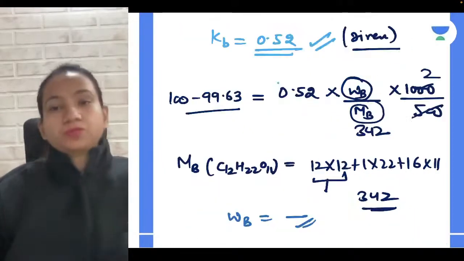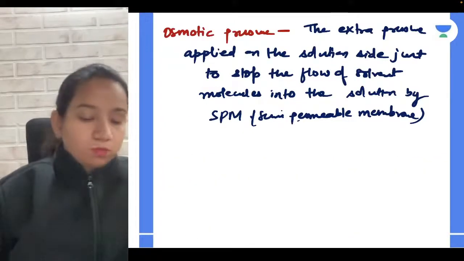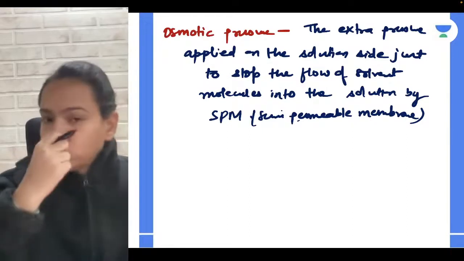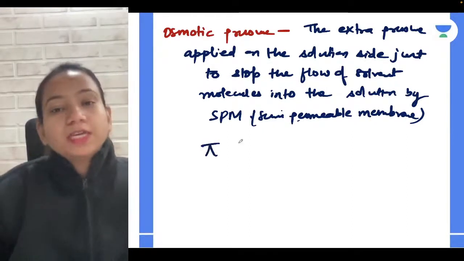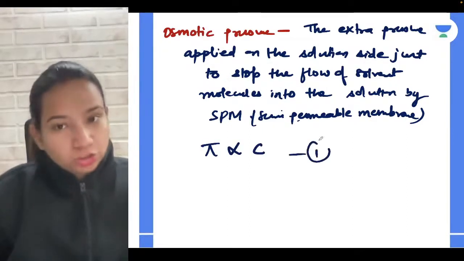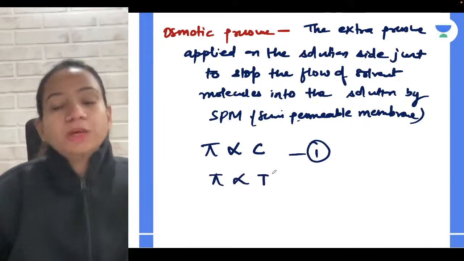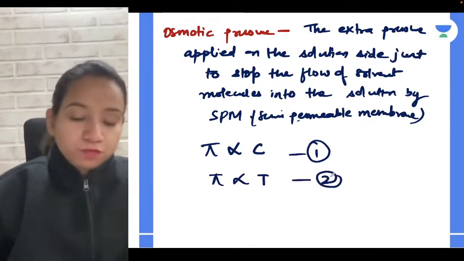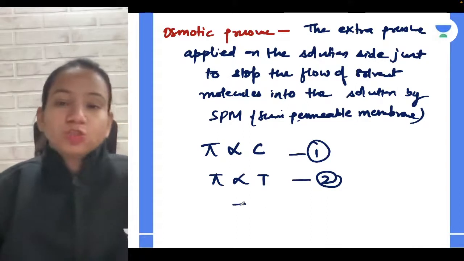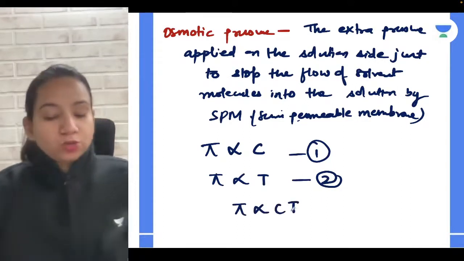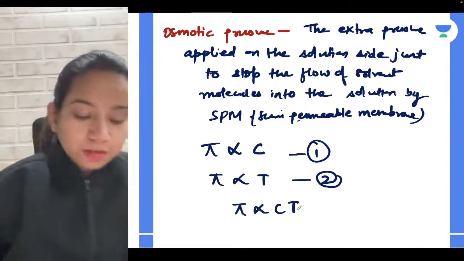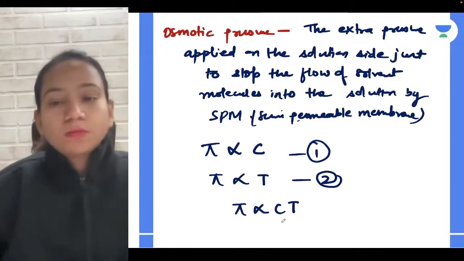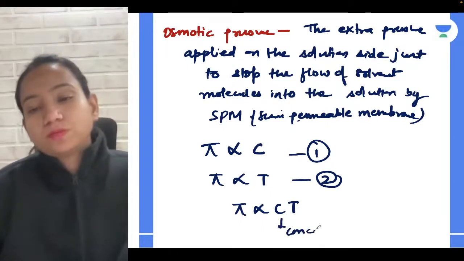Okay, so how we can relate with the osmotic pressure? What we found is that it is directly proportional to concentration, and it is also directly proportional to temperature, okay? So if they are both directly proportional, I can write pi is directly proportional to CT. What is C here? C is concentration, okay? T is temperature.